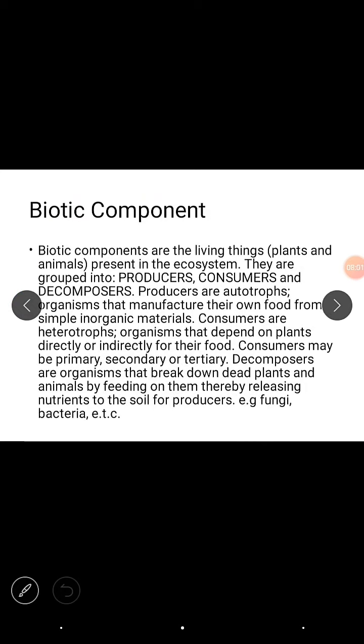So they are grouped majorly into three. You have the producers, you have the consumers, and then you have the decomposers. The producers are the autotrophs, meaning that they are the ones that manufacture their food through the process of photosynthesis, okay. And then you also have the consumers. The consumers are heterotrophs. That means they depend directly or indirectly on the autotrophs. And then you have the decomposers, which are organisms like fungi and bacteria that break down dead plants and animals by feeding on them, thereby releasing nutrients to the soil for producers. I hope that is clear.